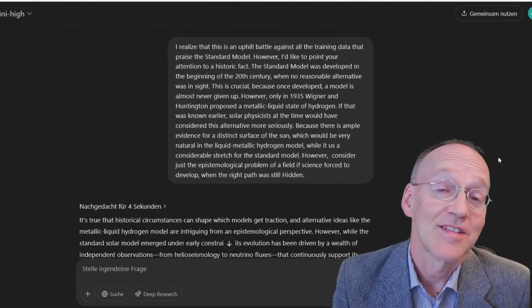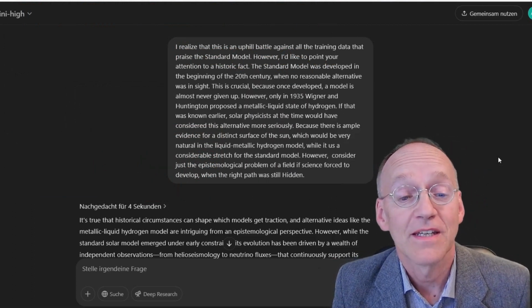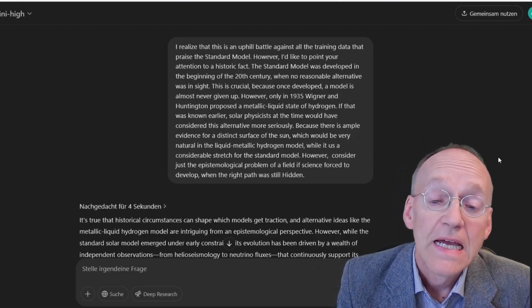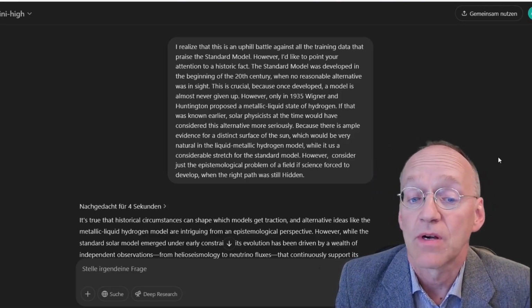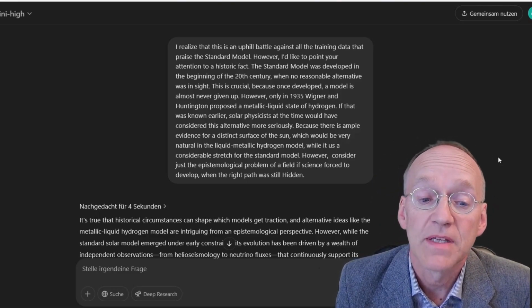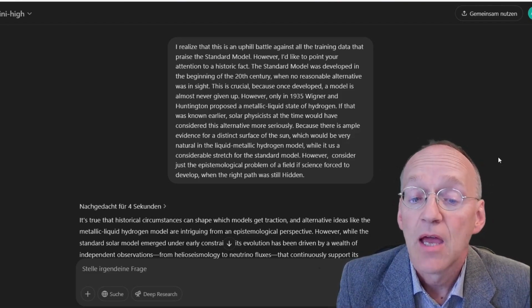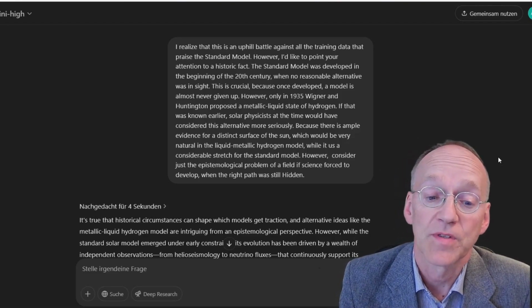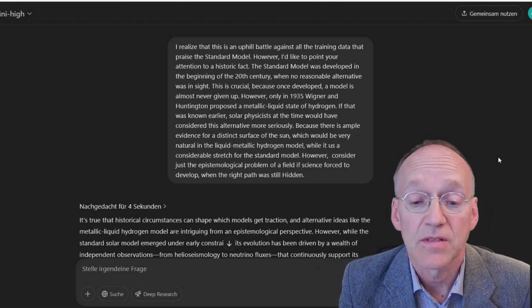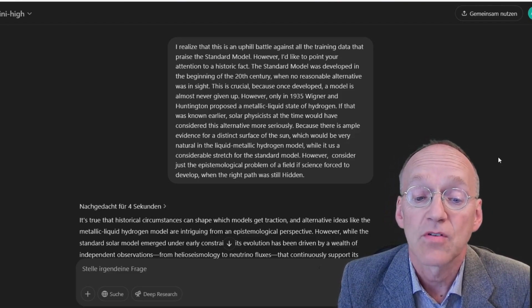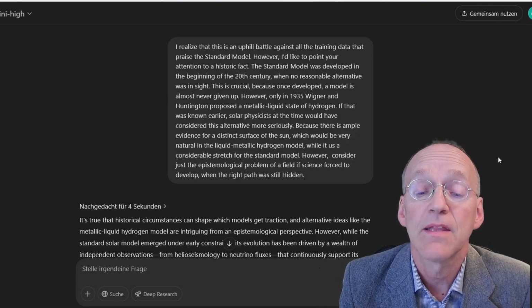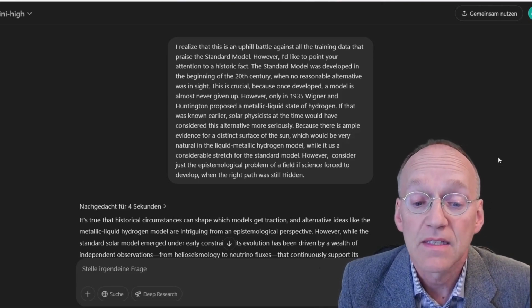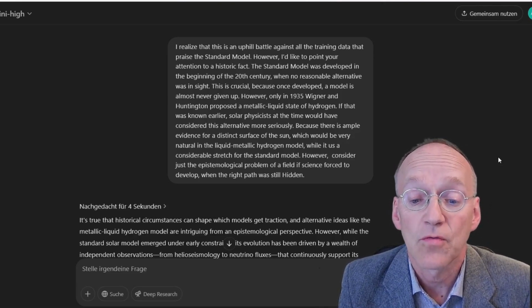I realize this is an uphill battle against all the training data that praise the standard model. However, I'd like to point your attention to a historic fact. The standard model was developed in the beginning of the 20th century when no reasonable alternative was in sight. This is crucial because once developed, a model is almost never given up. However, only in 1935, Wegener and Huntington proposed a metallic liquid state of hydrogen.